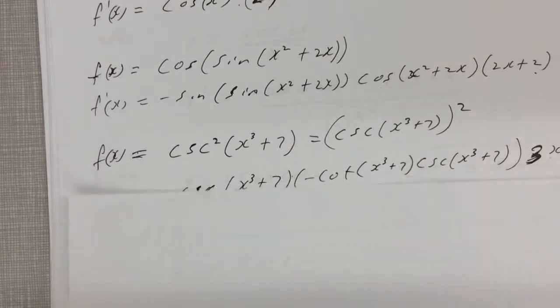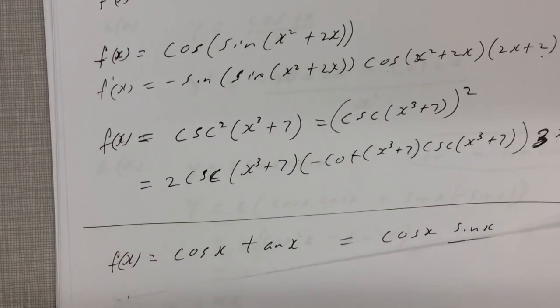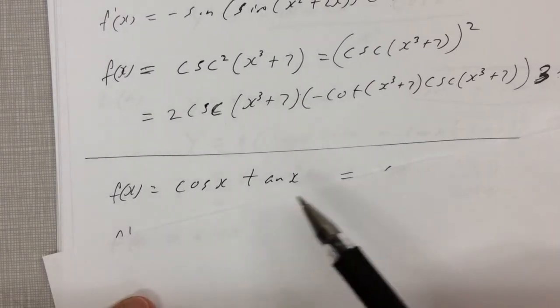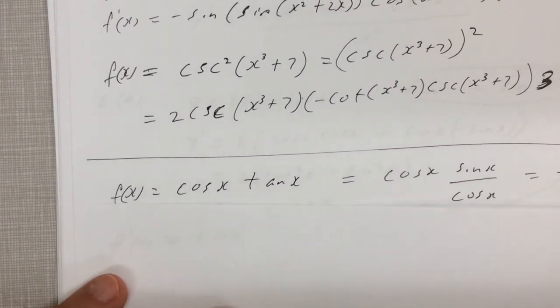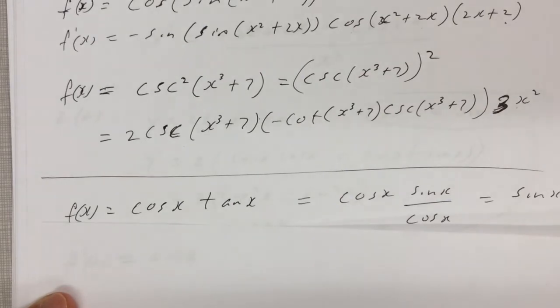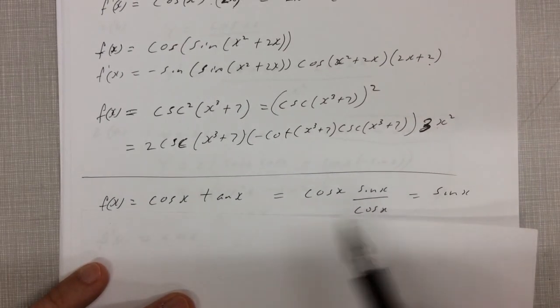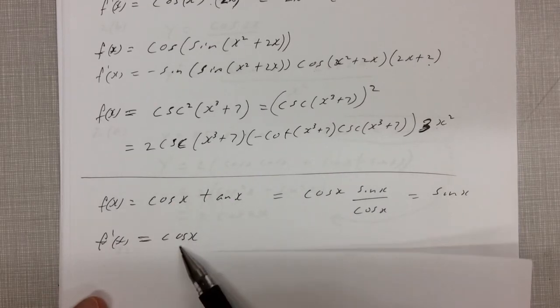And something like this one, if you want to take the derivative, looks like a product rule. Could be a product rule, but if you look at it closely, you could use an identity to simplify that. So simplify that to just sine of x, and then the derivative of this ends up being cos of x.